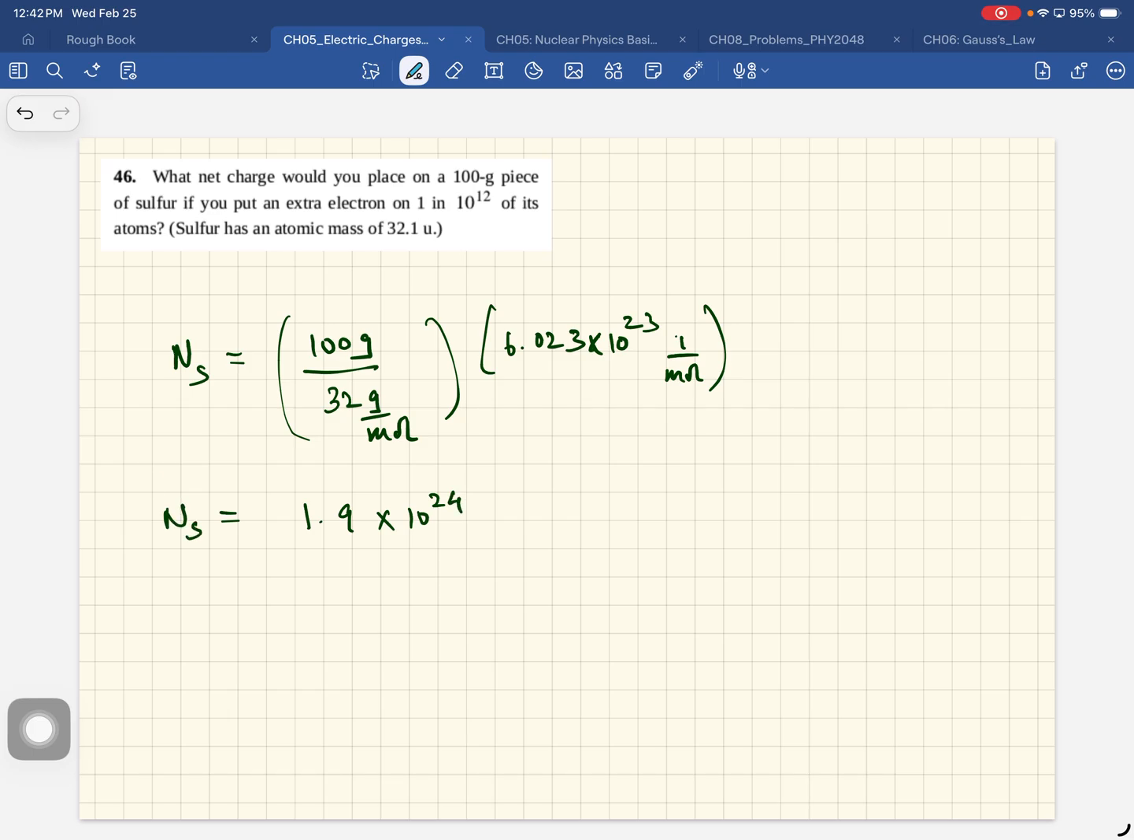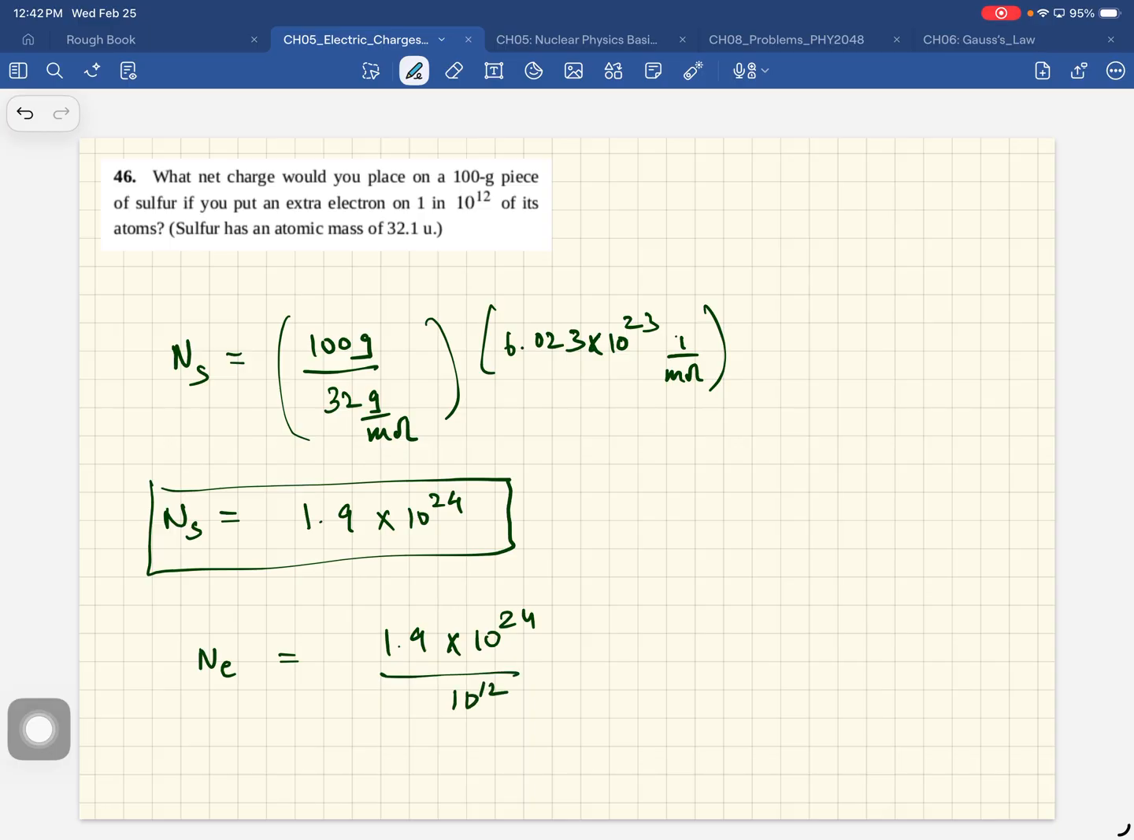So the number of sulfur atoms you have is 2 times 10 to the power of 24 in 100 grams of sulfur. So the number of electrons you're going to put is 1.9 times 10 to the 24 divided by a trillion. So 1.9 times 10 to the power of 12 electrons is what you're going to put on this 100-gram piece of sulfur.